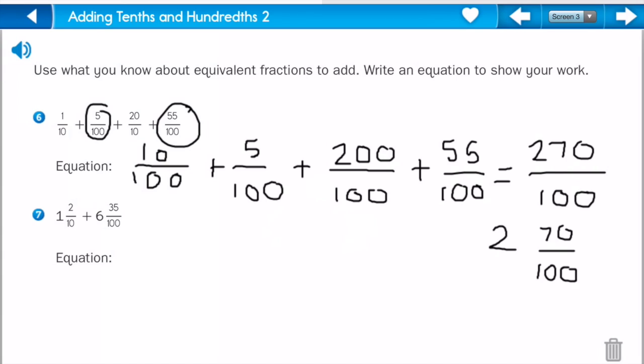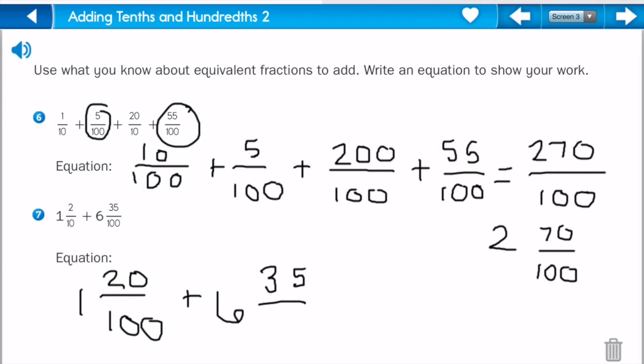So we're going to add these together. We're going to do the same thing. I know it might look tricky because there are mixed numbers now, but we're still going to do it the same way. So I want to change my denominator to 100 again. So I added a 0 to the bottom, so I know I have to add a 0 to the top. Then I add it with 6 and 35 hundredths.